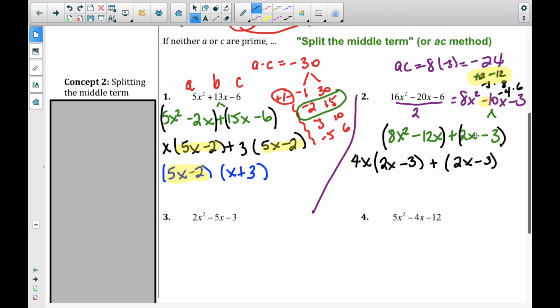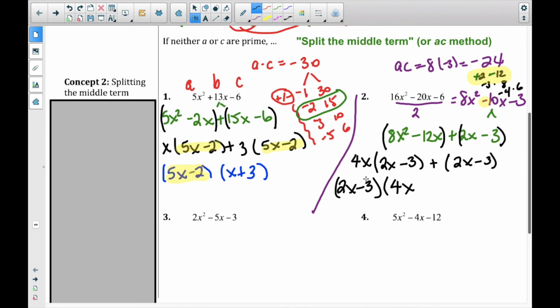Now, let's go one more step. The next step is that we look at these two and think, is there a GCF we could factor out? What's common? Remember common factor, greatest common factor? The common factor is the 2x minus 3. And if I factor out 2x minus 3, what do I have left? Well, I have a 4x. Is that all? No, it's not all.